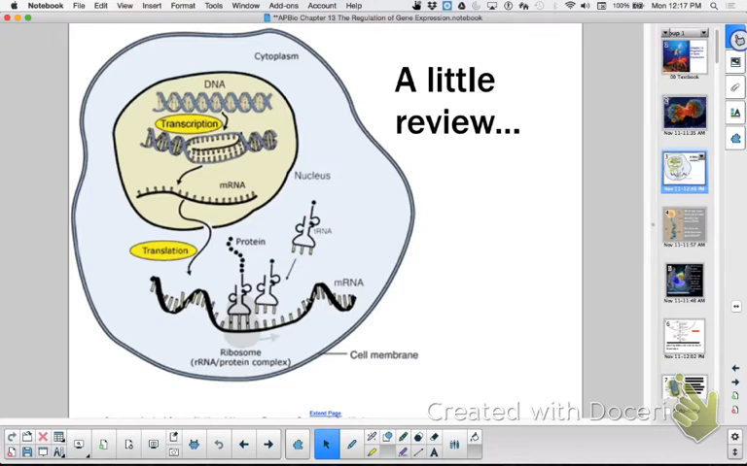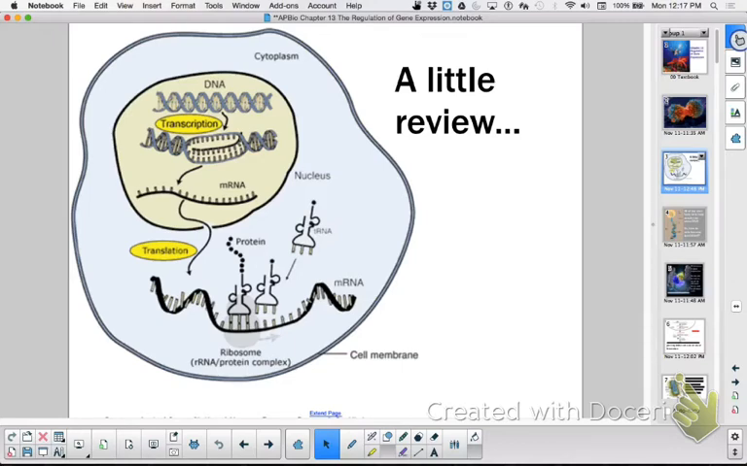What are some things I do to RNA once I'm done making it? I put on a cap and a tail, and I cut out the introns before it leaves the nucleus. Anything to do with that is under the umbrella of post-transcriptional control. Why? Because we're done with transcription. Post-transcriptional control.